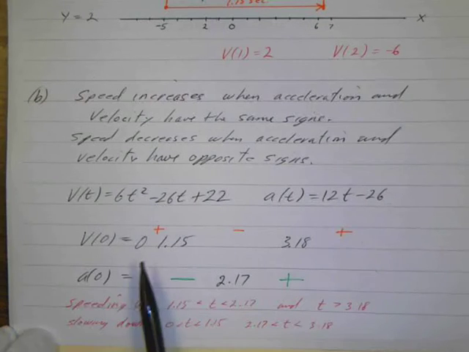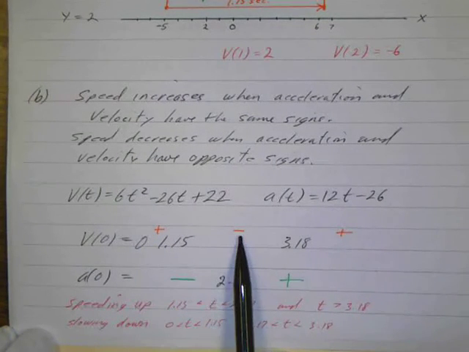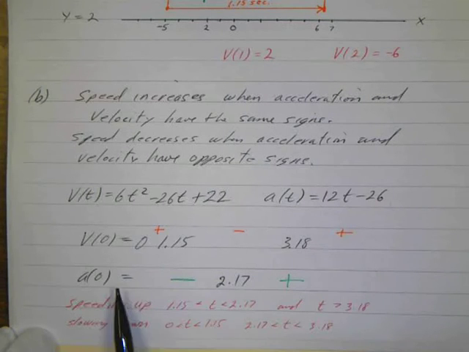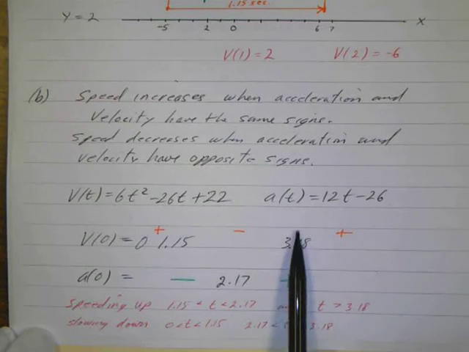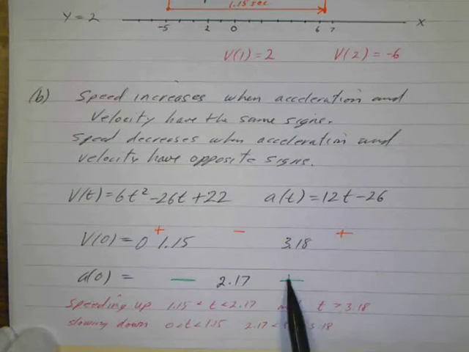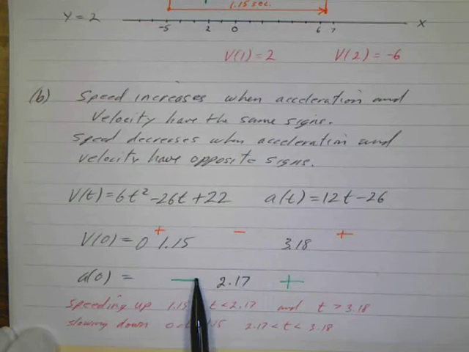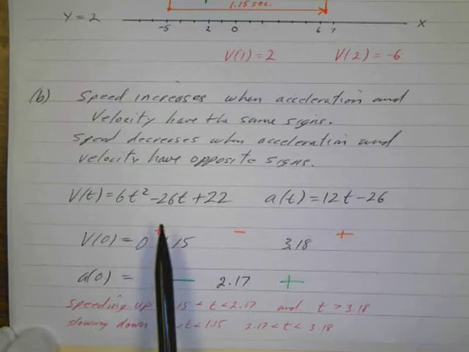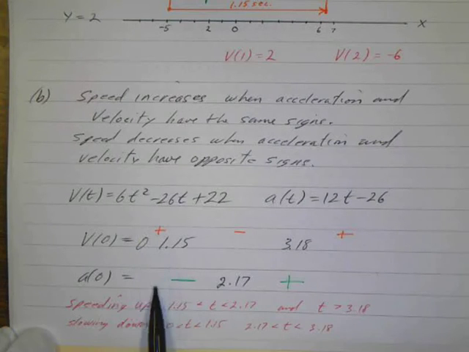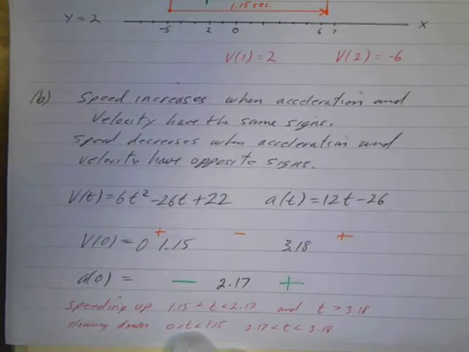Okay, so I just made a little graph here, and I looked at my graph. Velocity is positive, negative, positive, and acceleration is negative, positive. So these are the points. Again, when velocity and acceleration have the same sign, speeding up. When they have opposite signs, slowing down in here. Okay, all right.